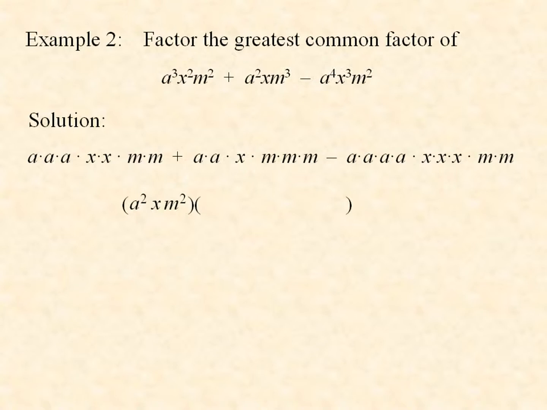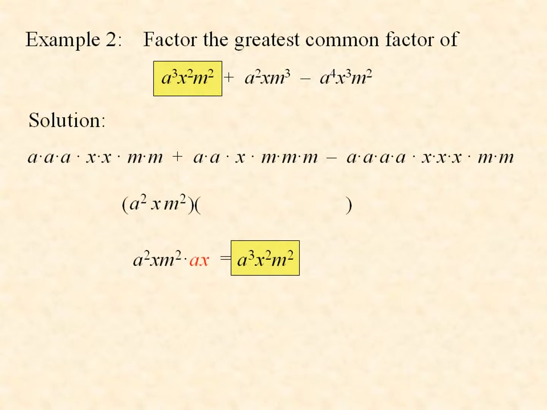So look at the first term of the original expression. We need to get a third x squared m squared. We already have a squared x m squared. So we are going to need another a to get a third and another x to get x squared. In other words, a squared x m squared times ax gives us that first term. So in the second set of parentheses, we need ax.